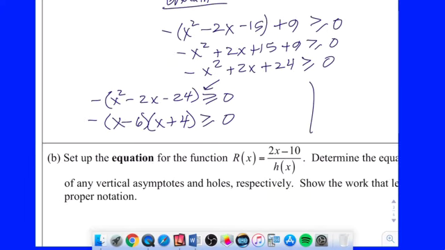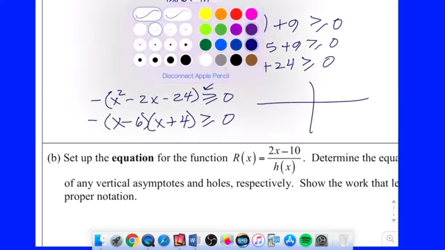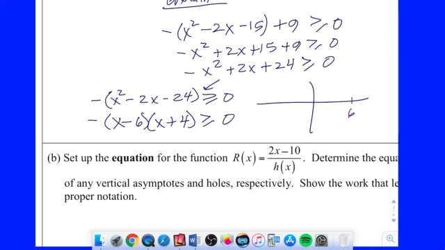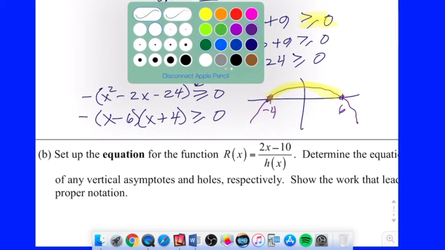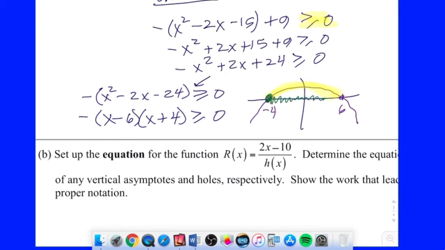So now that's enough to sketch your parabola. The roots are positive 6 and negative 4. And because the coefficient is negative, it opens downward. And now you want to know for what values of x is it greater than or equal to 0? That's going to be on or above the x-axis. That is actually between negative 4 and 6. So remember, this is your compound inequality. This is the AND case. X is both bigger than negative 4 and less than 6 at the same time.